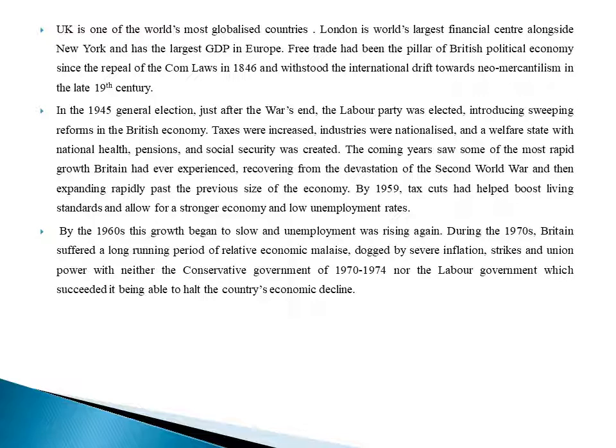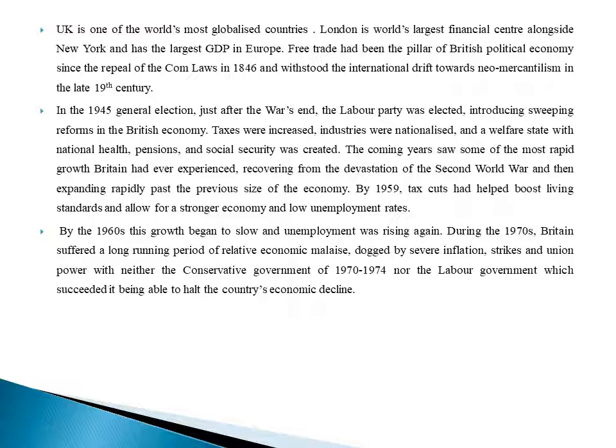In the 1945 general election, just after the war's end, the Labour Party was elected, introducing sweeping reforms in the British economy. Taxes were increased, industries were nationalised, and a welfare state with national health, pensions, and social security was created. The coming years saw some of the most rapid growth Britain had ever experienced, recovering from the devastation of the Second World War and then expanding rapidly past the previous size of the economy.